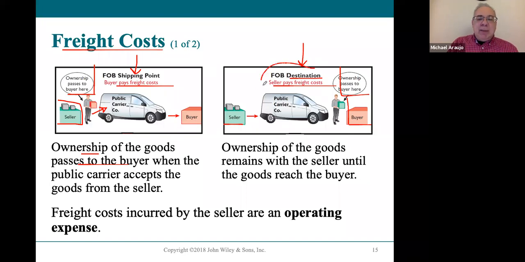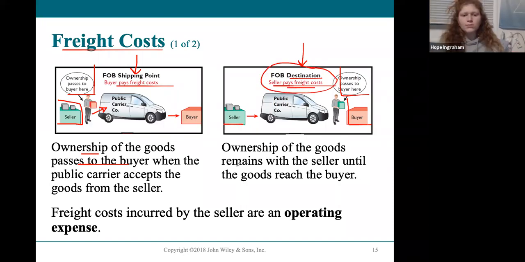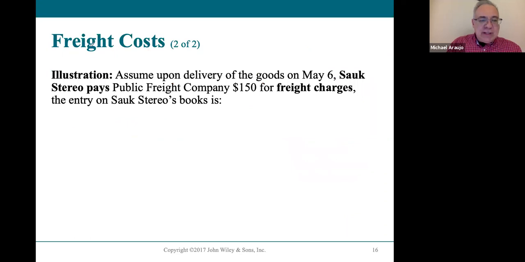When the seller, by the way, pays for freight, it's simply an expense. And we'll see that coming up soon. But again, our focus is on the buyer. So here we have the delivery of the goods happened the very next day, I believe, or within 2 days. And Sock Stereo has to pay $150 for the freight charges. So what's the journal entry on the books for the 6th of May for these freight charges?